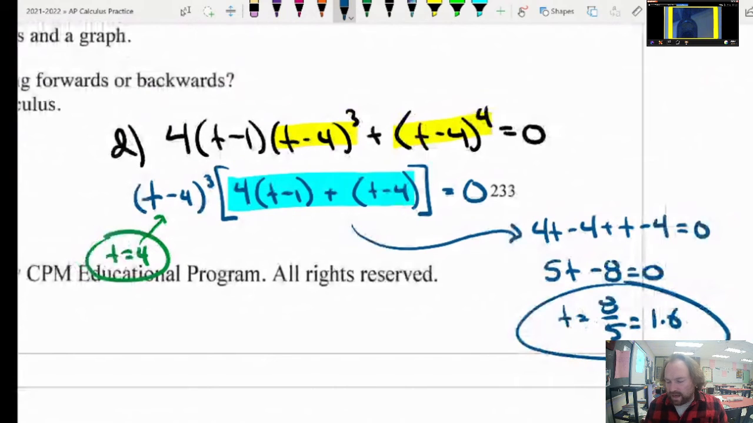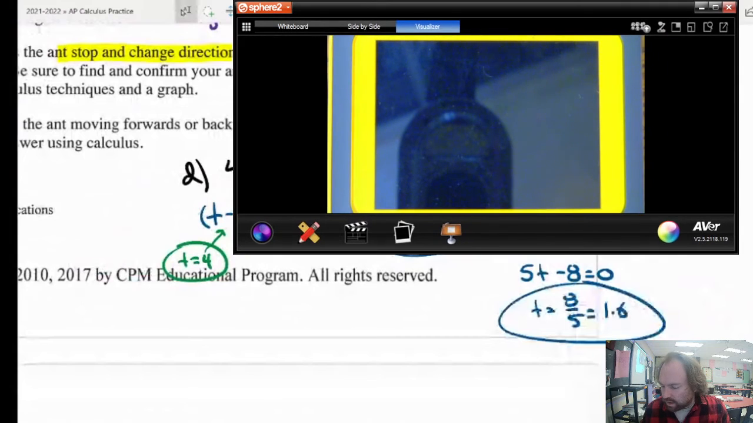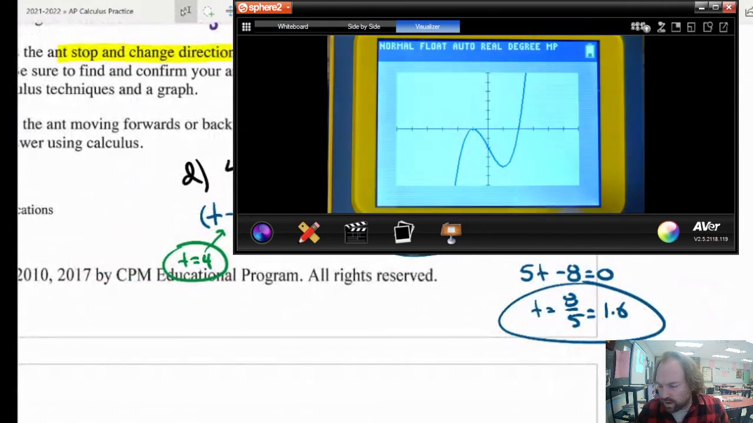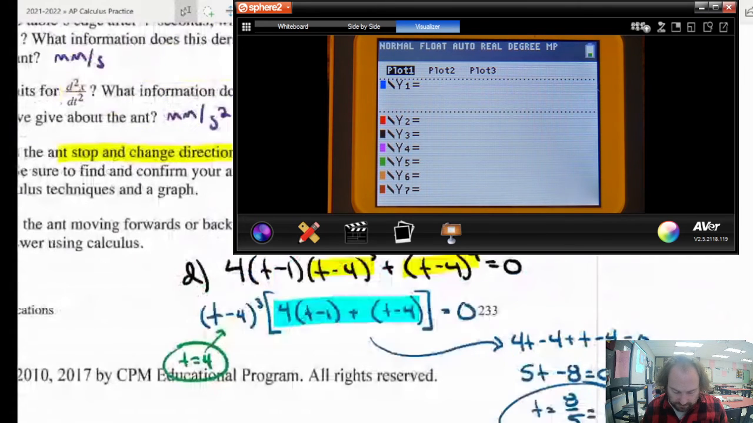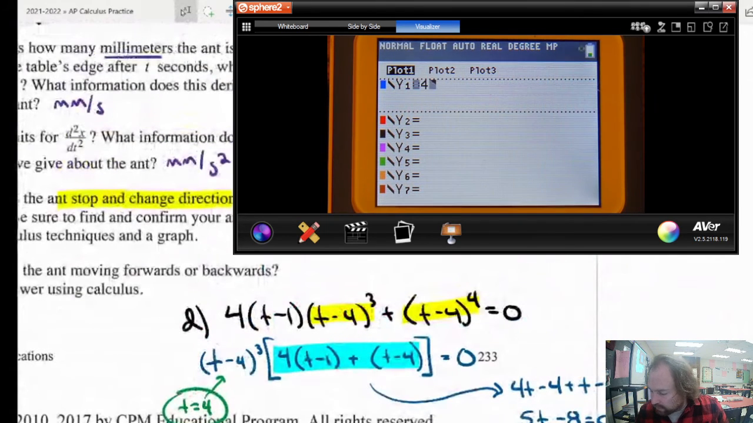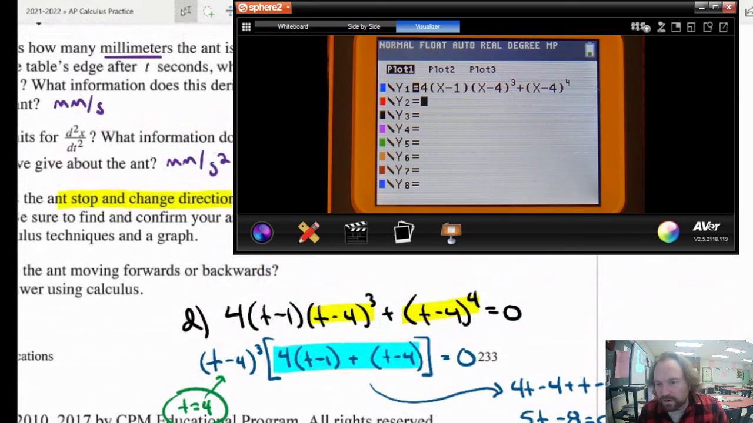Now, if you go to the graph for a moment, you can see that same information depicted right here. Let's go ahead and graph it. We're going to very carefully put our derivative into this graph, and we're going to see when it changes sign. 4(x - 1)(x - 4)^3 + (x - 4)^4. Very carefully making sure the graph looks exactly the way it's got to be.